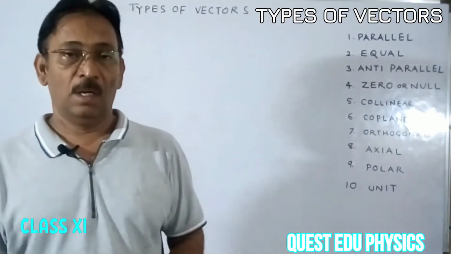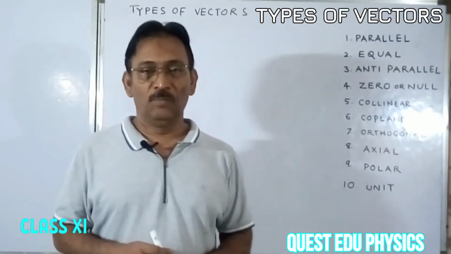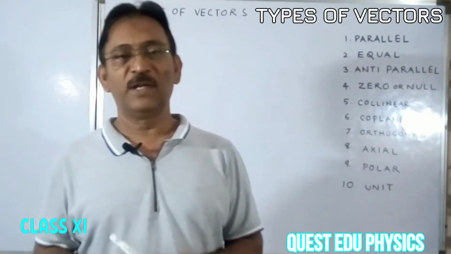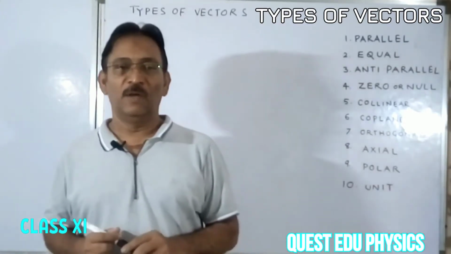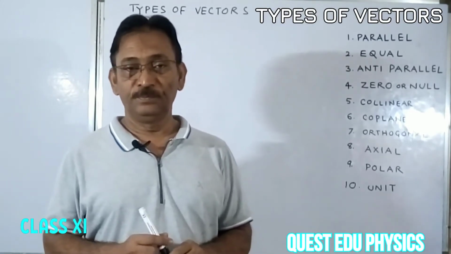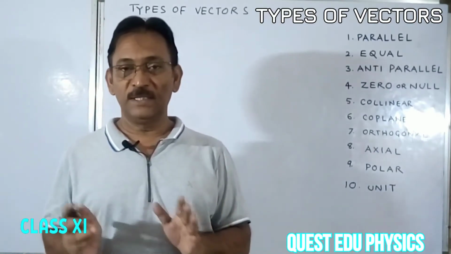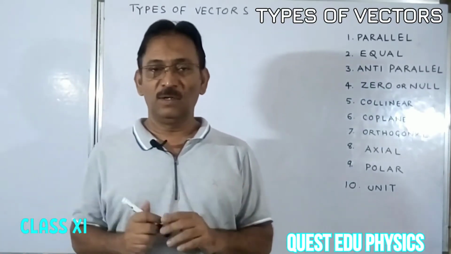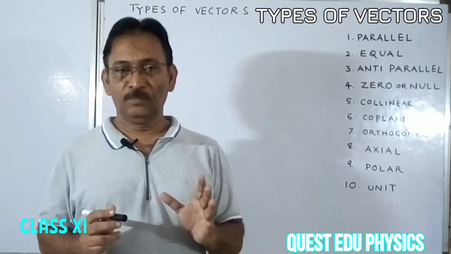Students, in this part of the video, we are going to learn about the types of vectors. In the previous class, I explained what a vector and a scalar are. Again, I repeat, a vector is a physical quantity which has both magnitude and direction, and it has to obey the triangular law of vector addition. We will learn about this triangular law later, but here take it as a vector which has both magnitude and direction.